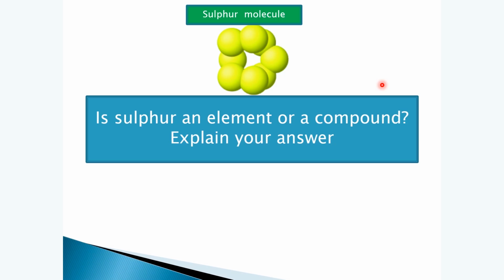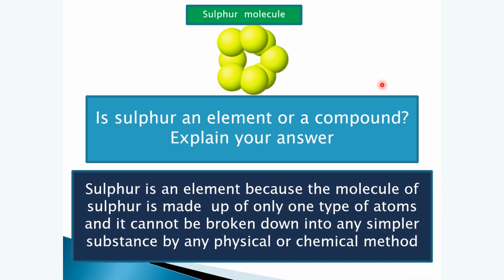Is sulfur an element or a compound? Explain your answer. Sulfur is an element because the molecule of sulfur is made up of only one type of atom and it cannot be broken down into any simpler substance by any physical or chemical method.